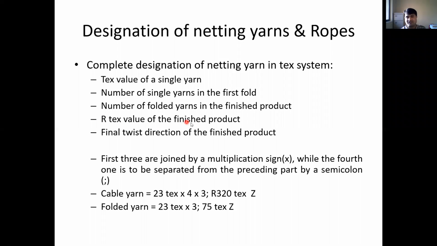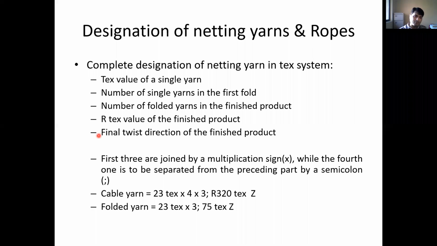Our text value of the finished product will be the fourth one, and then the final twist direction of the finished product. So this resultant text value, that means this fourth one, we have to separate from all these three by putting a semicolon. And then we have to give the final twist direction, whether it is right-handed or left-handed direction, or Z direction or S direction.